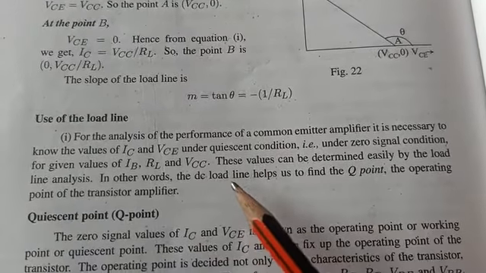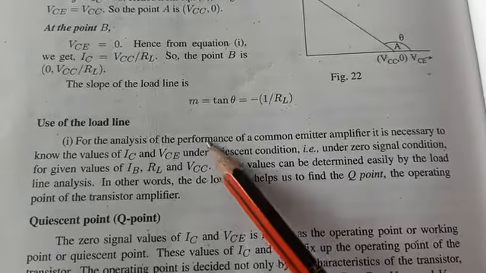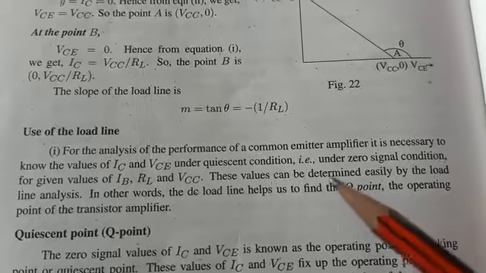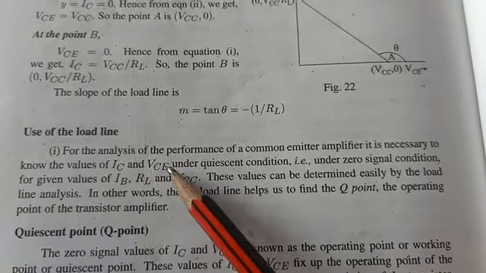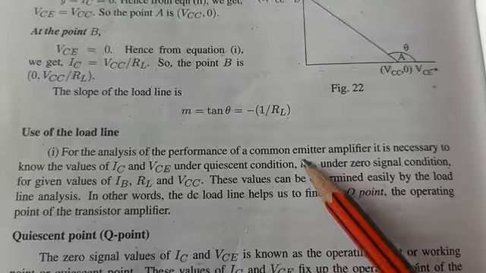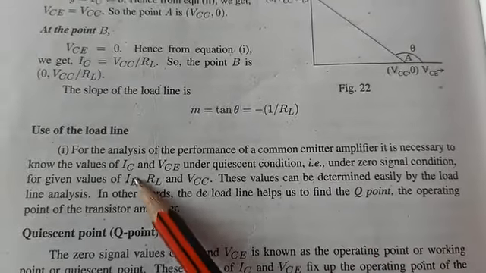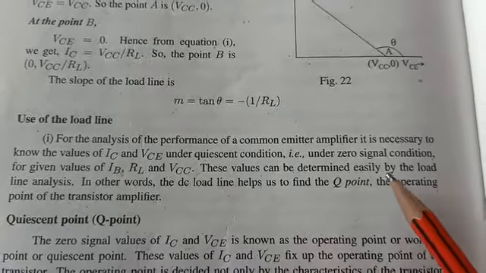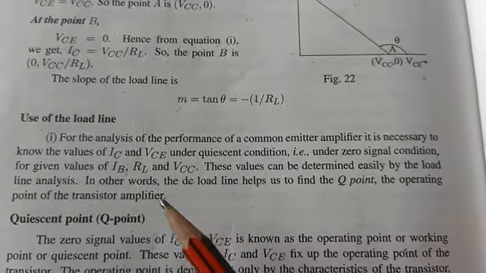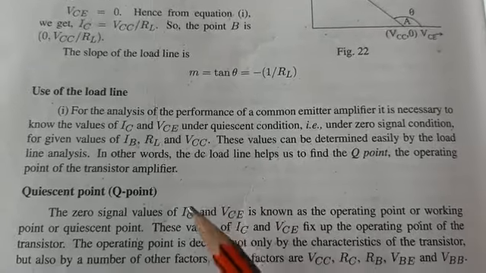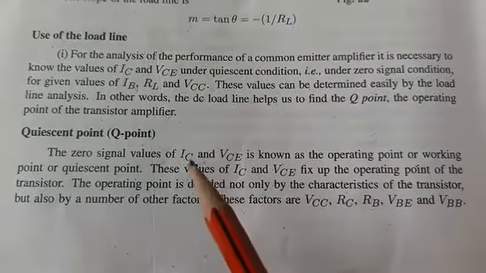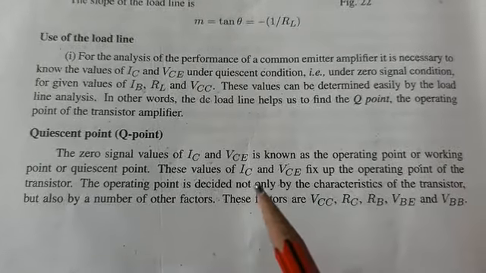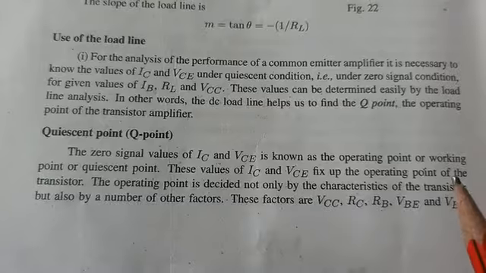Then what about the quiescent point? For the analysis of the performance of a common emitter amplifier, we need to find the values of IC and VCE under quiescent condition. Quiescent condition means zero signal condition for given values of IB, RL and VCC. These values can be determined by the load line analysis. The operating point: the zero signal values of IC and VCE are known as the operating point or working point. These values of IC and VCE fix the operating point of the transistor.